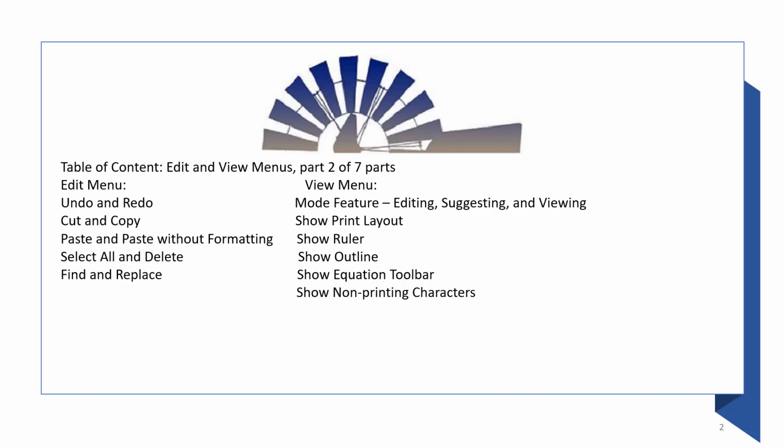Table of Contents. Edit and View menus, part 2 of 7 parts. Edit menu: undo and redo, cut and copy, paste and paste without formatting, select all and delete, find and replace. View menu: mode feature, editing, suggesting, and viewing. Show print layout, show ruler, show outline, show equation toolbar, show non-printing characters.